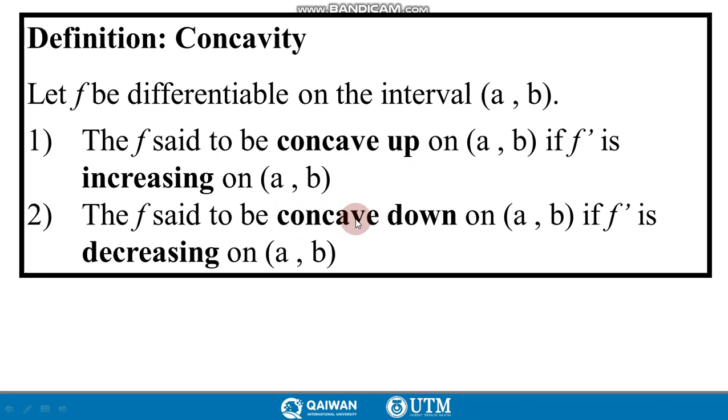And for concave down, we say the function f is said to be concave down on this interval ab if the derivative of the function is decreasing on ab. Okay, here, if the derivative of the function is decreasing on this interval, we say the function f is concave down.